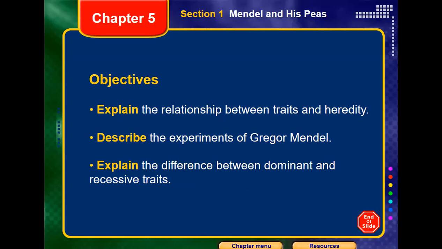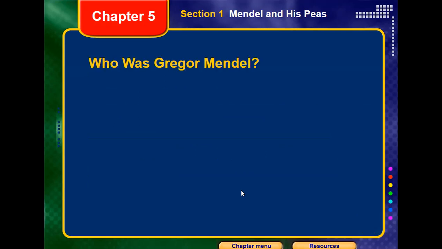So that's our chapter 5, section 1, Mendel and his peas. By the end of this lesson, you should be able to explain the relationship between traits and heredity, describe the experiments of Gregor Mendel, and finally explain the difference between dominant and recessive traits. So let's start first to know the biography, or to know who is Gregor Mendel.